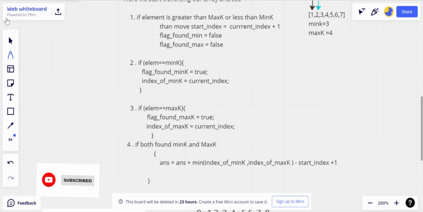So this was the approach to this question, and I am attaching the C++ code for this question in the comment section, in the first comment.